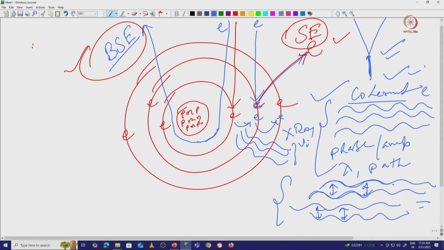So there will be some electron that will just pass through. There is no intention to interact. So this electron is a coherent electron beam, and this coherent electron beam is going as it is. So these electrons are called unscattered electron beam.